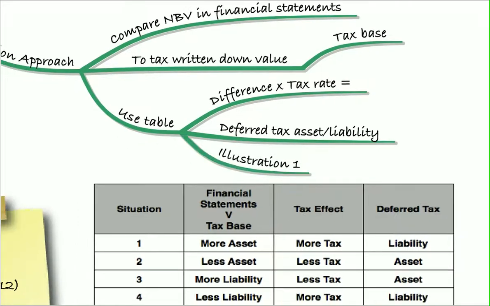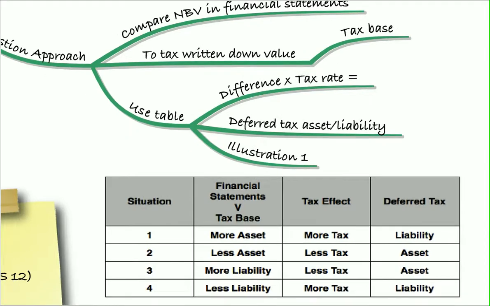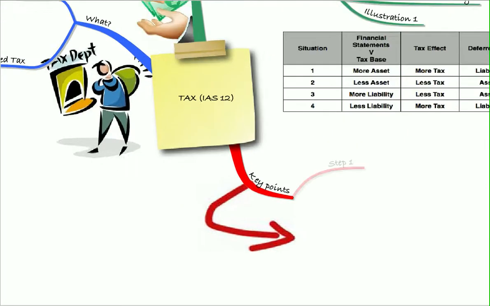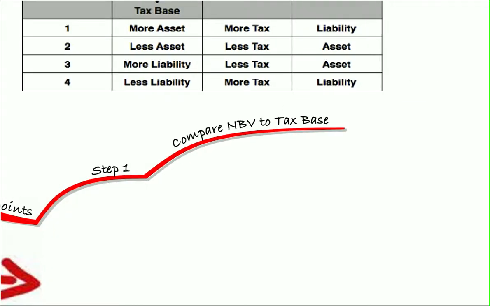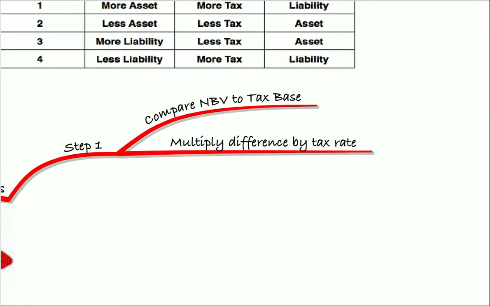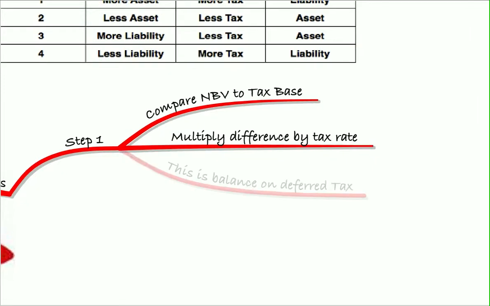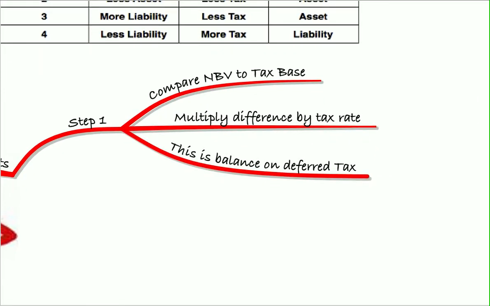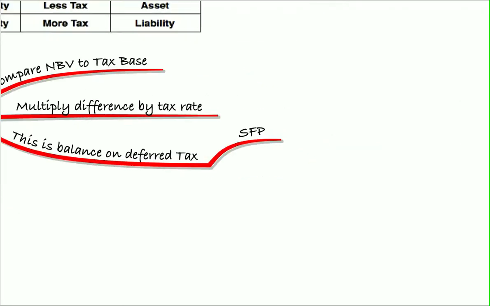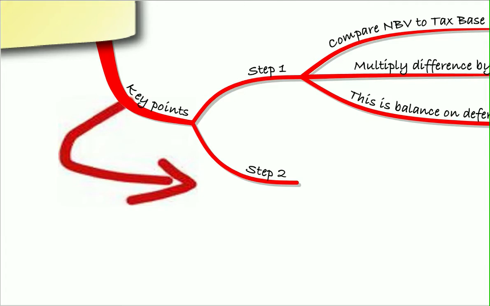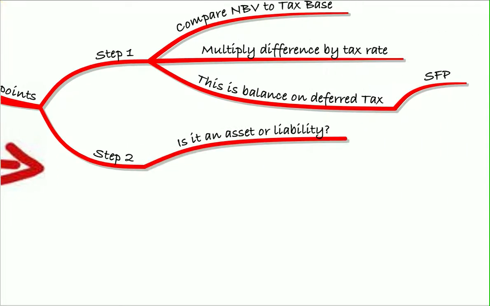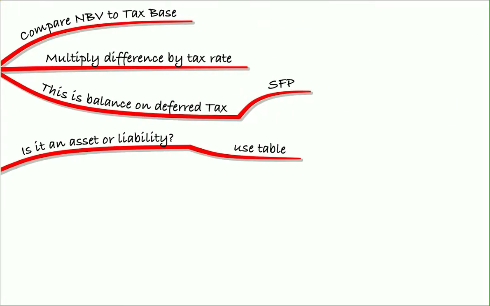And we went through a detailed illustration of this in illustration 1 to see exactly what this meant. So the key points on this were that step 1, you first of all compared your net book value to the tax base. You multiplied the difference between the two by the tax rate. And that is the balance on deferred tax in our statement of financial position. So the next thing was we needed to decide whether it was an asset or a liability, and we simply used our table to do that.